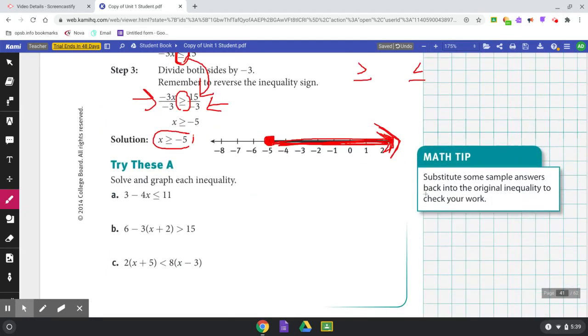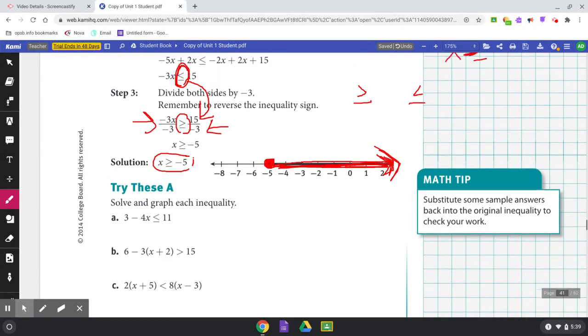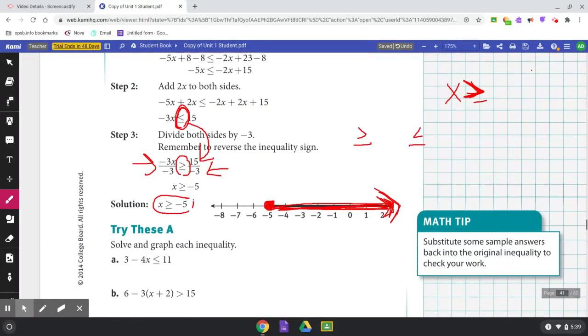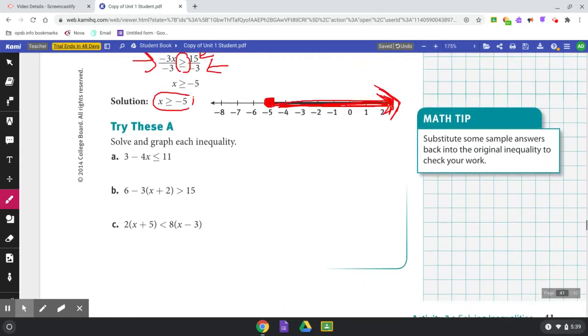Math tip, substitute some sample answers back into the original inequality to check your work. Just as I stated for equations, you can substitute in values that are, in this case, greater than -5. Again, my go-to for that one would be 0. When you substitute 0 into the inequality, do you get a true statement?